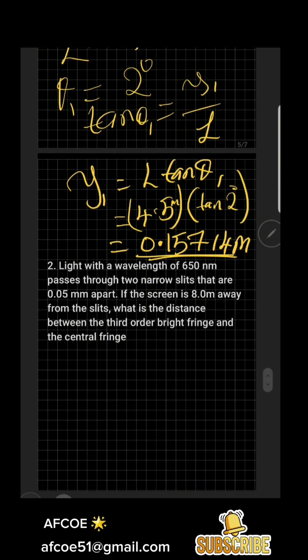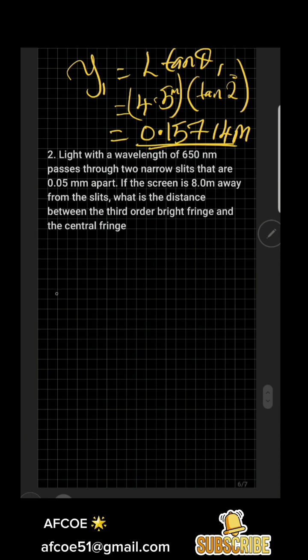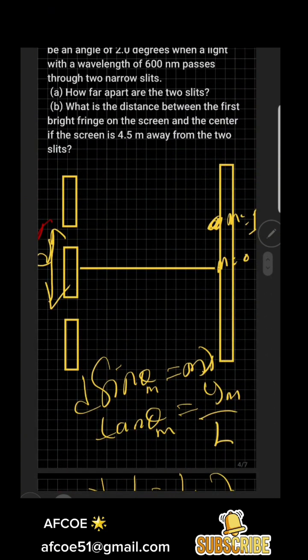And the second problem is saying that a light with a wavelength of 650 nanometers passes through two narrow slits that are 0.05 millimeters apart. If the screen is 8.0 meters away from the slits, what is the distance between the third order bright fringe and the central fringe? So let us try to represent the scenario. We can use our earlier example. So now m equals 3. We want to find the distance from the zero order to the third order. Let us call it y3.